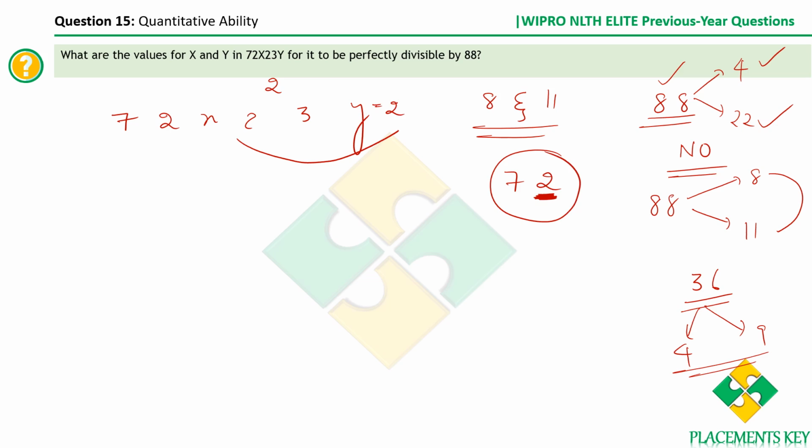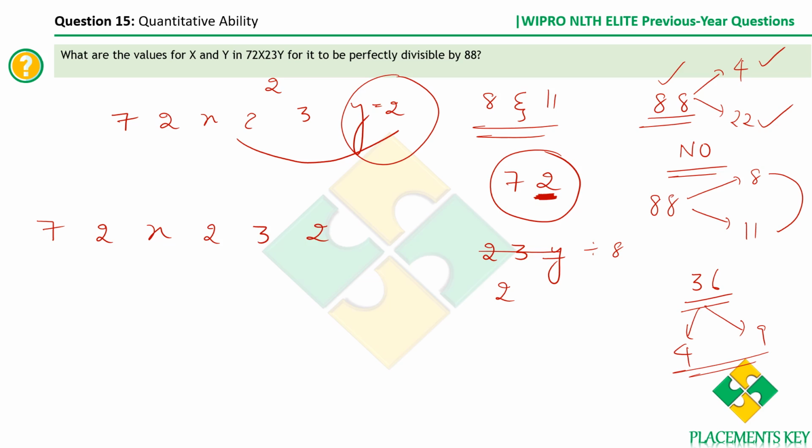Let me repeat. What we are doing is the last 3 digits should be divisible by 8. 2, 3, y should be divisible by 8. So I'm just dividing 8 twos are 16. So we have a 7y. So 72 is exactly divisible by 8. Therefore, the y value should be 2. So what is the number now? It is 7, 2, x, 2, 3 and 2 because the y value is 2. Okay, now half the problem is solved.